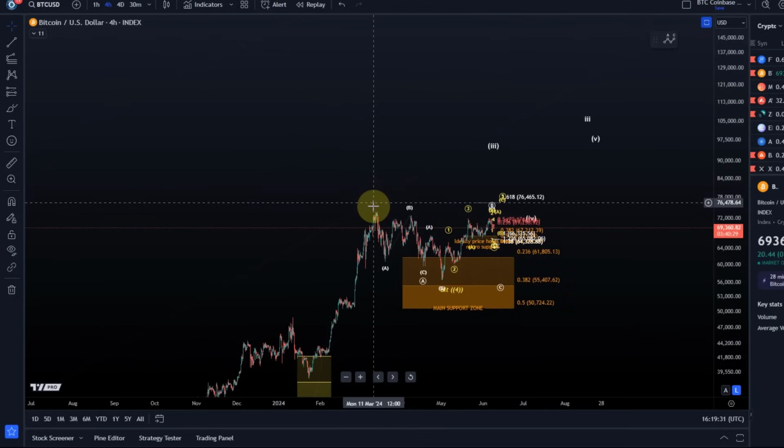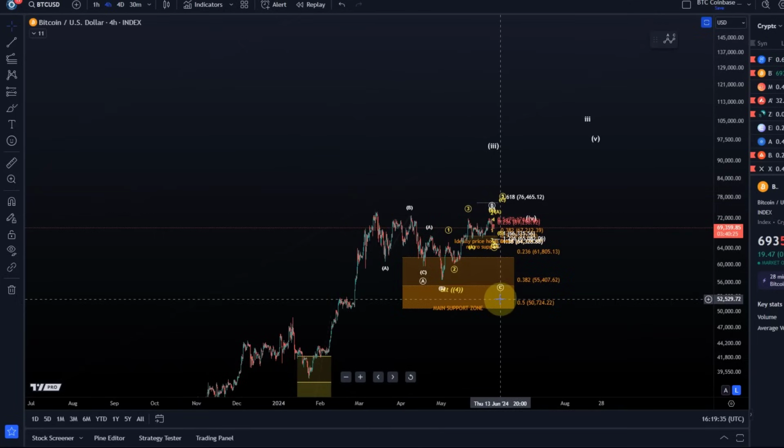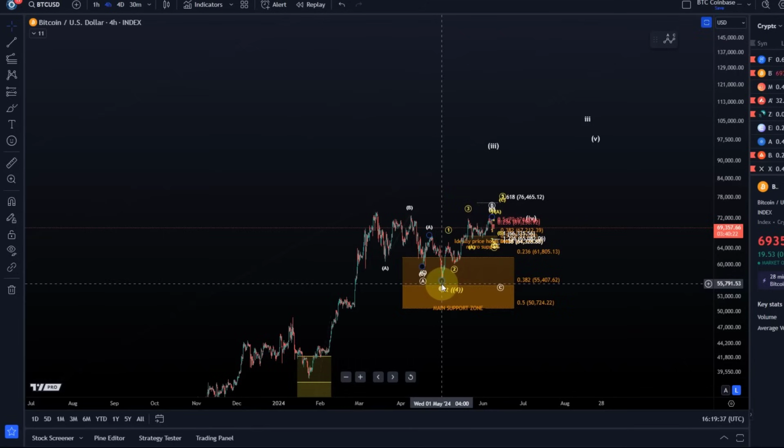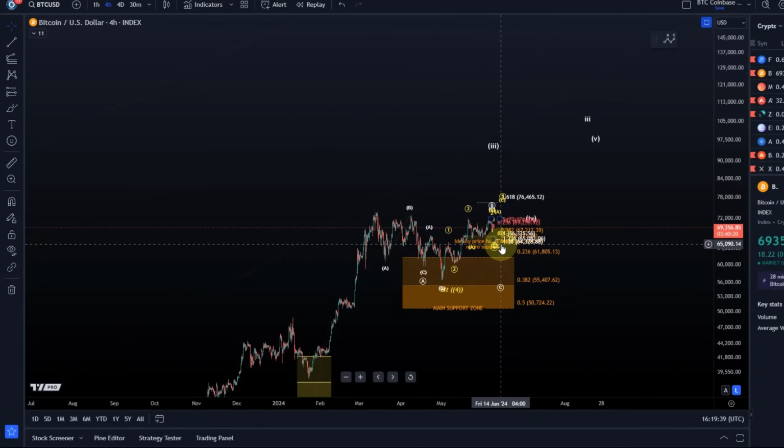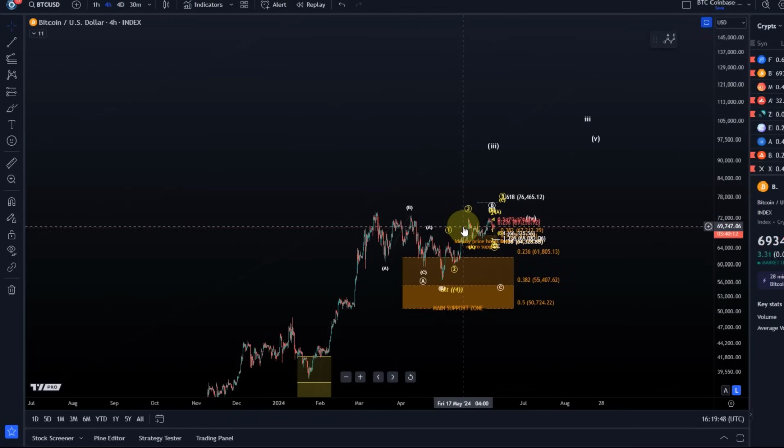The key is this would be a third wave top here around the 13th, 14th of March, and the fourth wave pullback either bottomed here on the 1st of March, which is possible as long as we're holding the micro support zone. Below that level, we're likely testing the main support zone that we're also looking at on the daily chart.